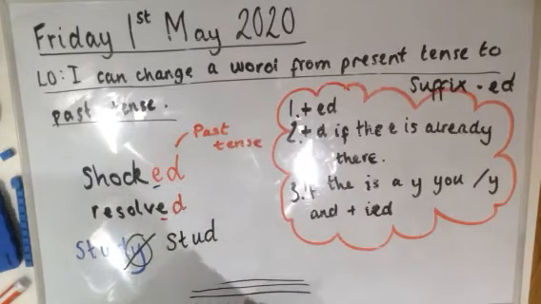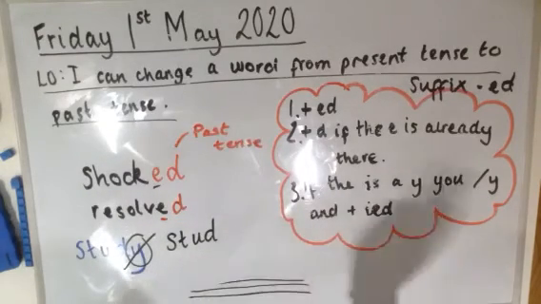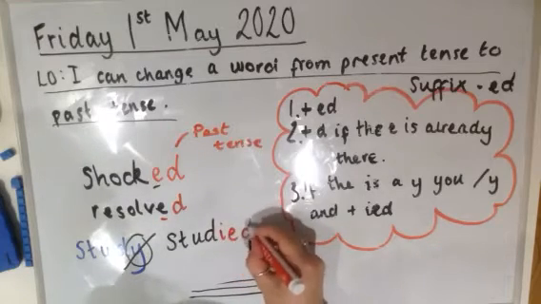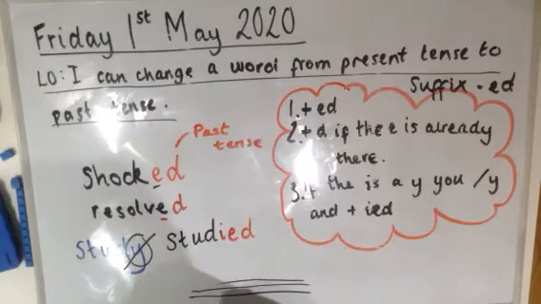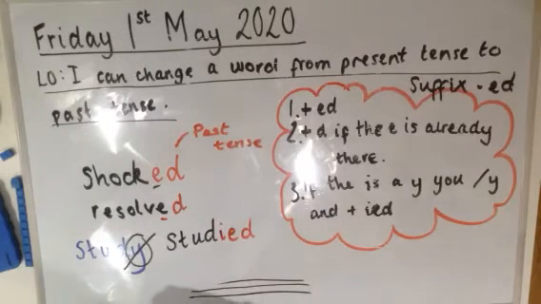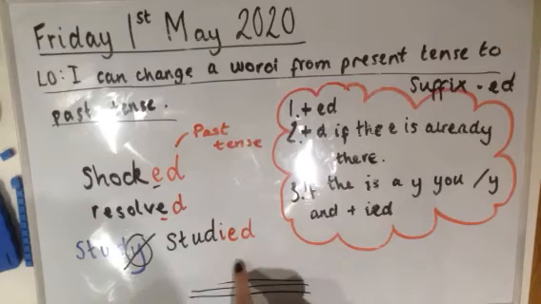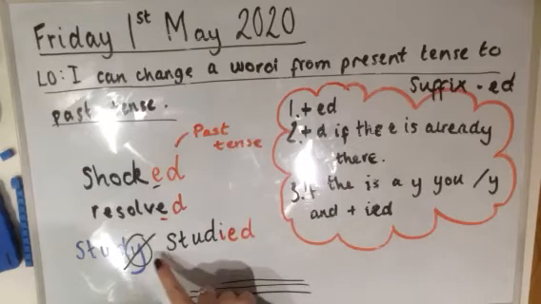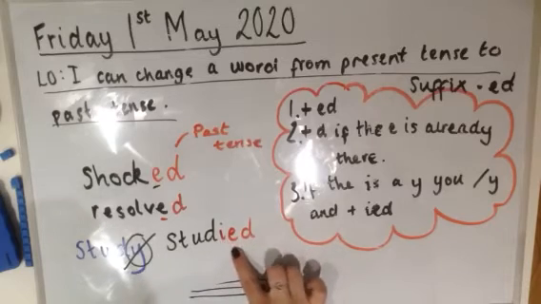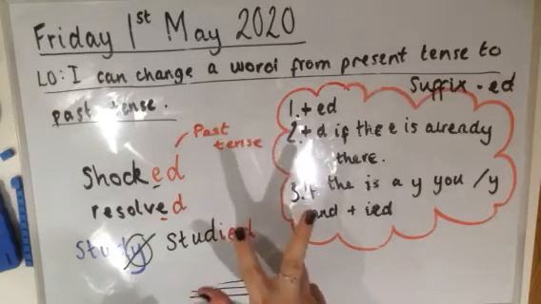In order to make it past tense, we need to add ied because we've gotten rid of the y and we add ied. Can you see there? It's become studied. So now it is in the past tense. It's something that has already happened. So that is how we do rule number 3. If you see the y, you cross it off, you get rid of it, and you add ied. So that was rule number 3.